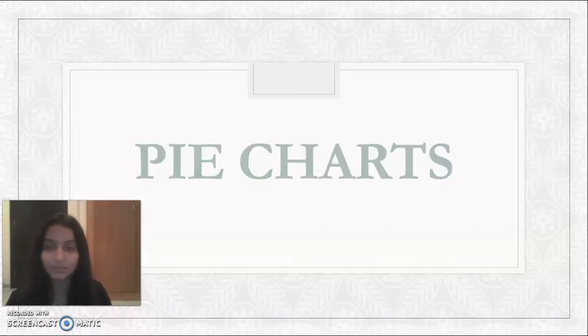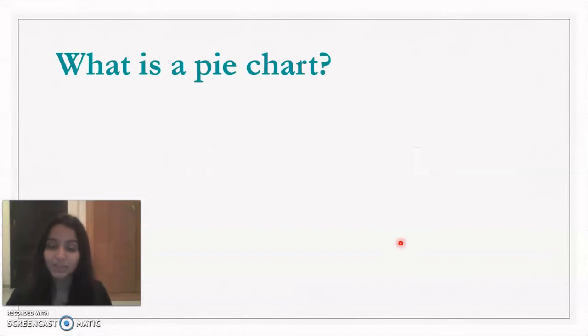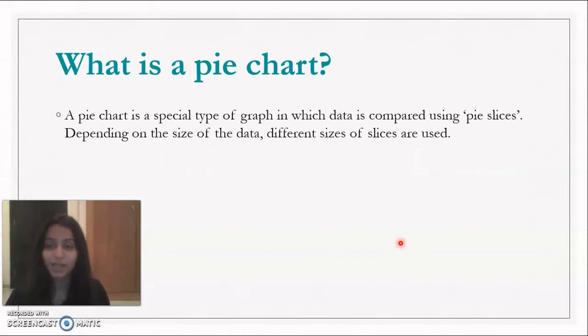Okay, so let's start. So what is a pie chart? A pie chart is a special type of graph in which data is compared using pie slices, and depending on the size of this data, different sizes of the slices are used. Now if you don't understand this right now, don't worry, I will explain it. So we all know what the data is. We all know that data can be big and small as well, right? But let's keep that on hold and let's go step by step.